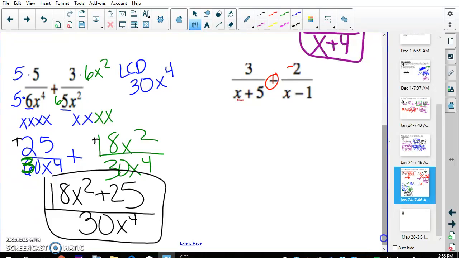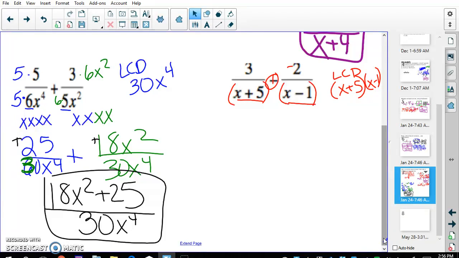So now I look at the bottom. I've got x plus 5 and I've got x minus 1. That means my least common denominator is going to be x plus 5 times x minus 1. I cannot make that into x squared plus 4 or anything like that. No, you can't. They're in parentheses, so you can't add them or subtract them. You just have to multiply them to get a common denominator.